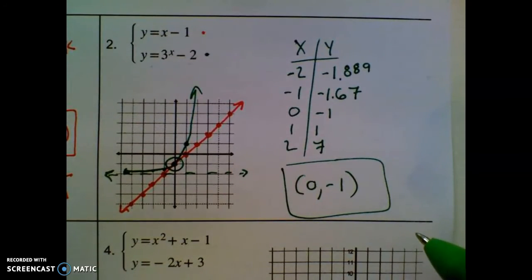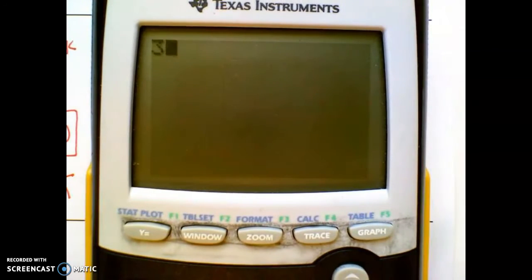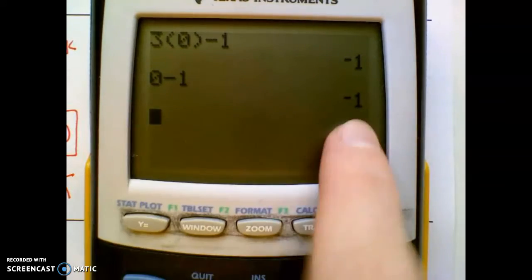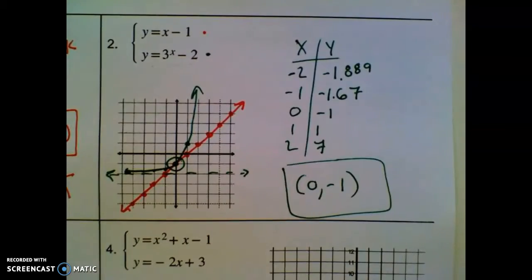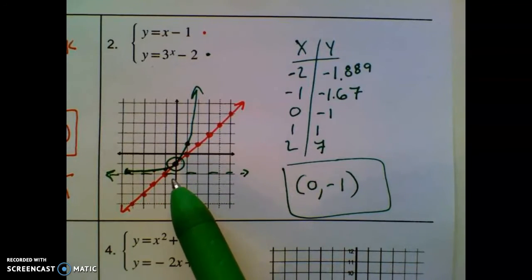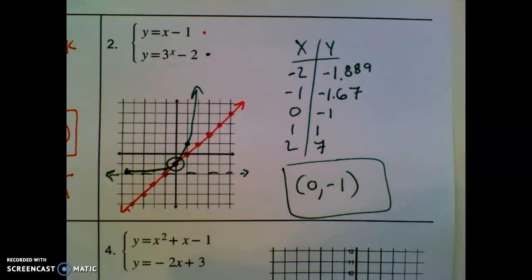You can obviously check these guys. So if I went back to my calculator and 3 to the 0 minus 1, if that gives me a -1, I'm good to go, and plug it in the other one. 0 minus 1 is also a -1, so they both have 0, -1 as a solution, so it does work for both. But graphically, if you've graphed them both correctly, then it should be here. Also, if you have a graphing calculator, just graph them both under y equals, and you can just see how the graph looks and double check it that way.